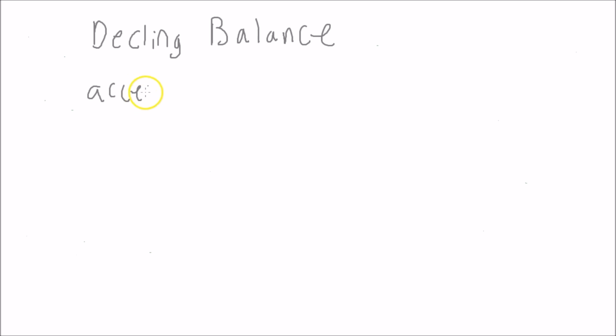Now, why is it called declining balance? That's an interesting name. The reason why it's called declining balance is because you will depreciate this fixed asset a lot in the earlier years and less in later years. They call this accelerated depreciation.